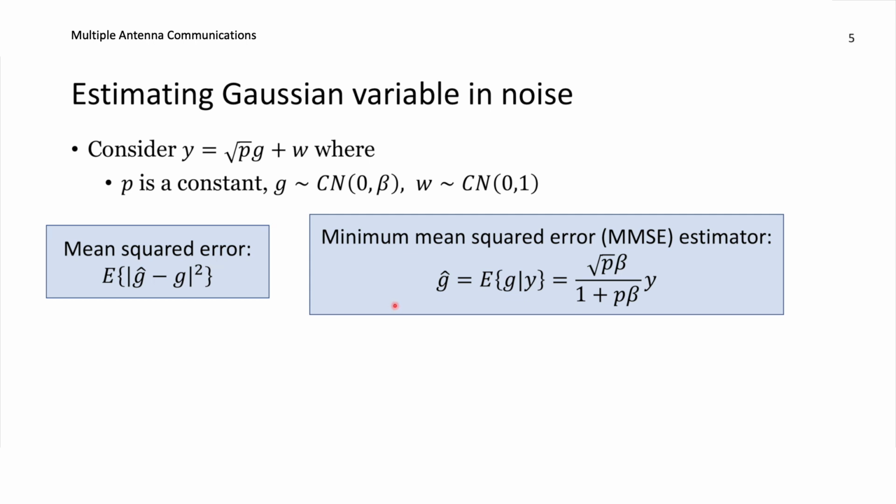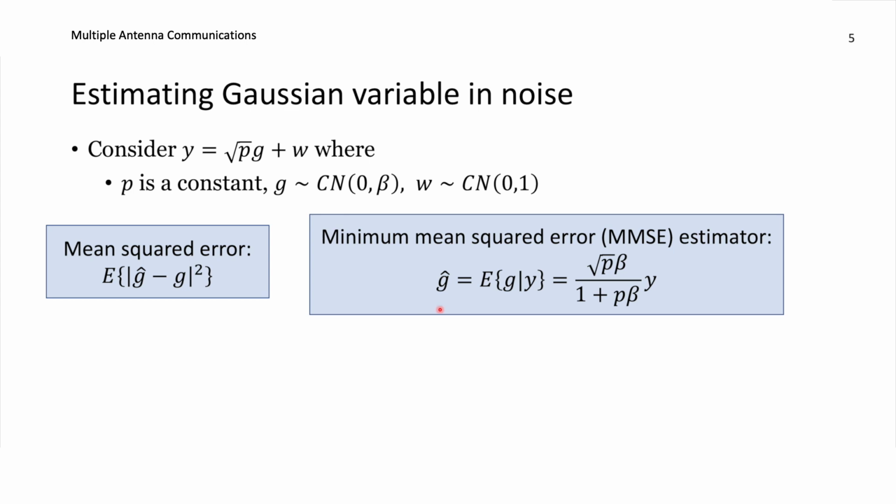In this case, G hat is equal to the conditional mean of G given the observation y. And it takes this form. We take y and we scale it in a particular way. We take the square root of p, multiply with beta, and we divide by 1 plus p times beta. And 1 plus p times beta is actually the variance of y from the beginning. So this is the minimum mean squared error estimator that we can utilize to learn G from y.